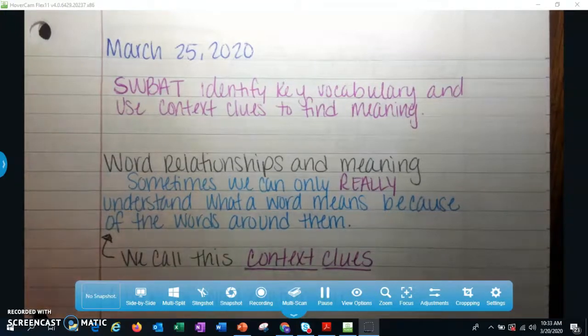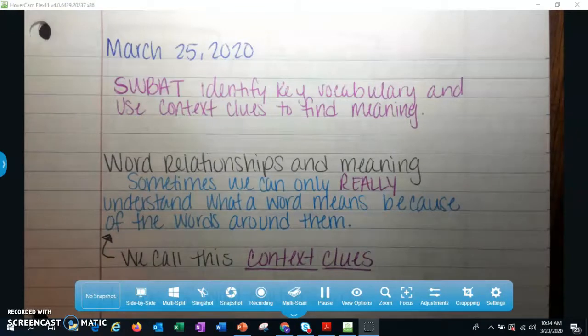So today we are going to identify key vocabulary and use context clues to find meaning. For today's lesson, what I would like for you guys to have is something to write with, and then you're going to need something to write on. So if you have a journal, that's going to be the best place for you to keep your ELA notes during this time. If you don't, go ahead and just grab a loose leaf piece of paper so that you can write down what we're going to talk about today, and you can write down some of the things that we're going to do as we go through our notes today.